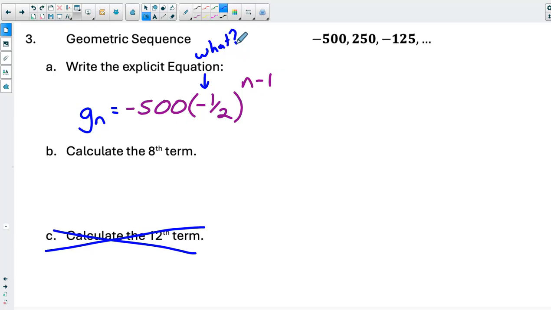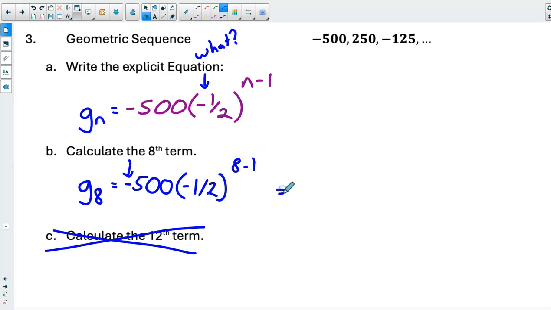Now it should be there. So 51 divided by 50. Oh yeah, I did. Makes sense. Alright, so the eighth term, I get negative 500. Make sure you don't put the subtracting sign there. And then I get negative 1/2. And then I get 8 minus 1.